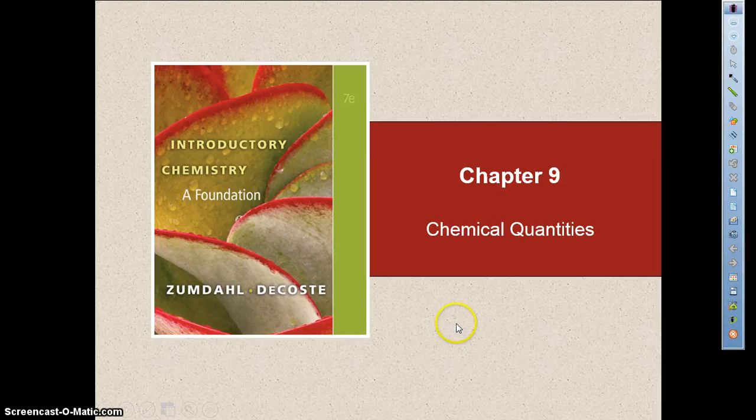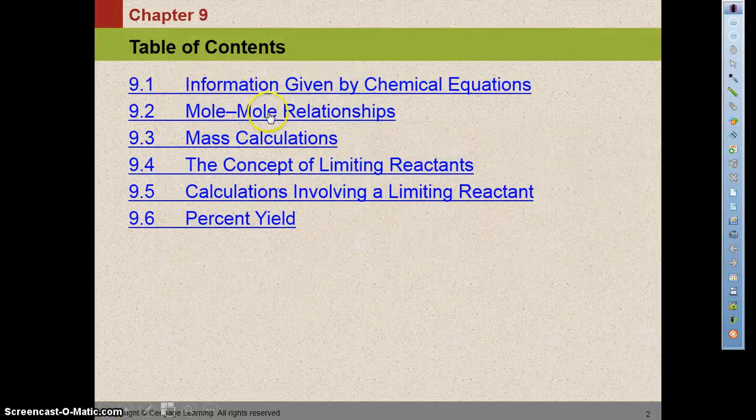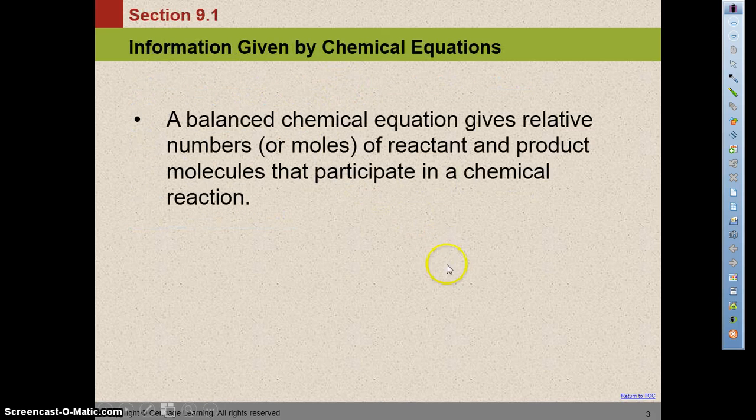Chapter 9 is going to start with getting into what chemistry is really all about. So we're going to talk about stoichiometry in this chapter. We're going to start with sections 9.1 and 9.2, which cover the information given by chemical equations. It's just a quick review of the information that's given from a balanced reaction. Then we're going to do some calculations with mole-to-mole relationships. This is just a review, like I said before.